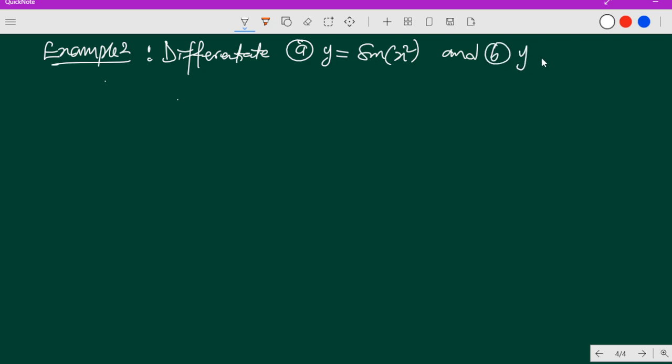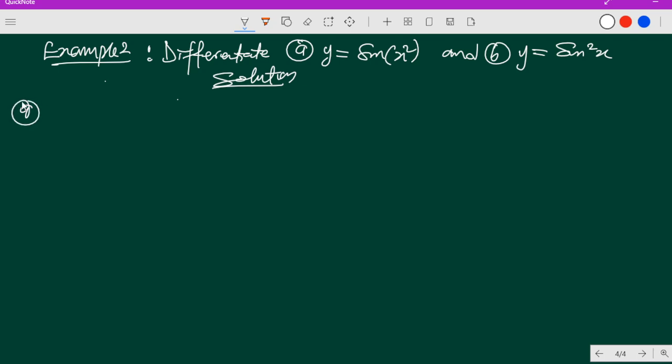Example 2 said differentiate A. He said y is equal to sine s squared, and B, y is equal to sine square x. Now you want to solve this problem, because there is no exercises. Every math question is a problem until you get the answer.